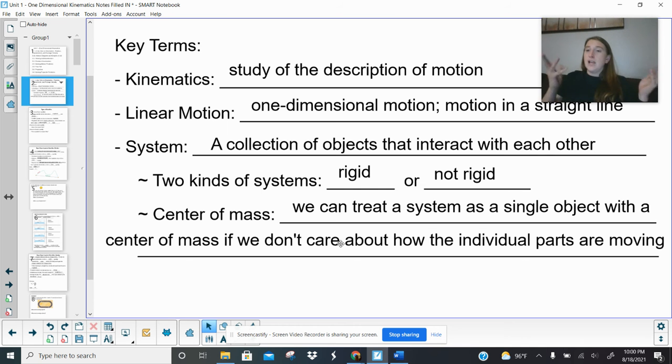That's what we're going to be referring to. So that happens a lot of times where we might have connected objects, but we can think about it as just one object if we really don't care how the individual parts move. As long as they basically move all together, we can call it a single object. That's going to become more important later.